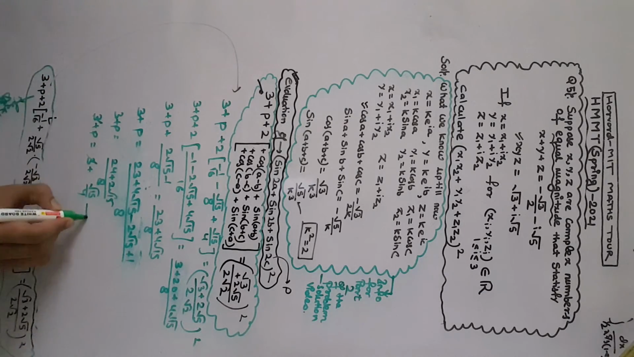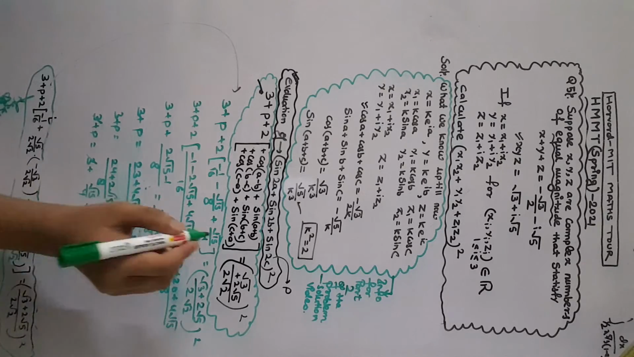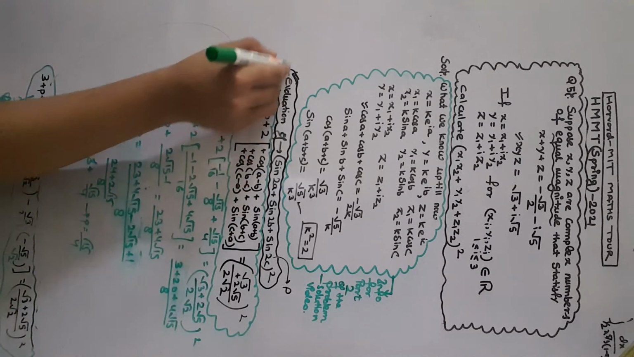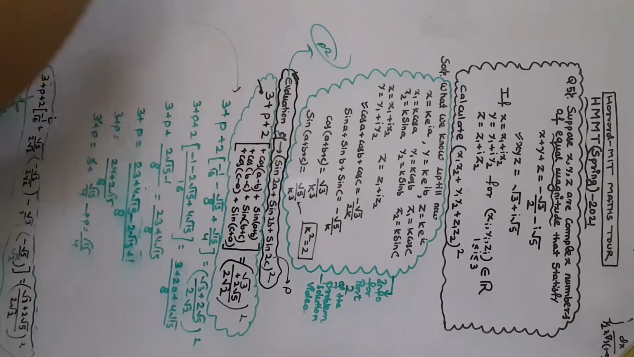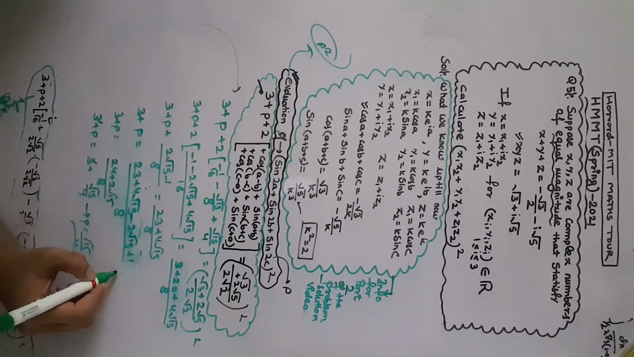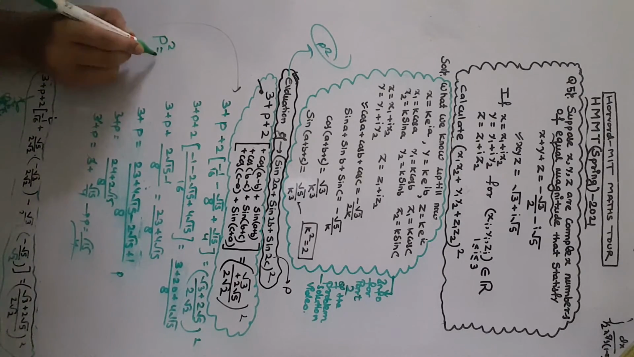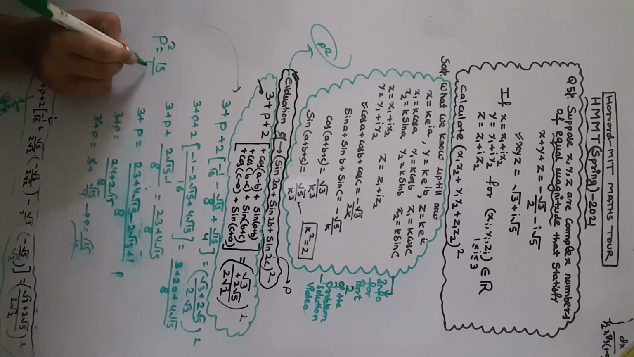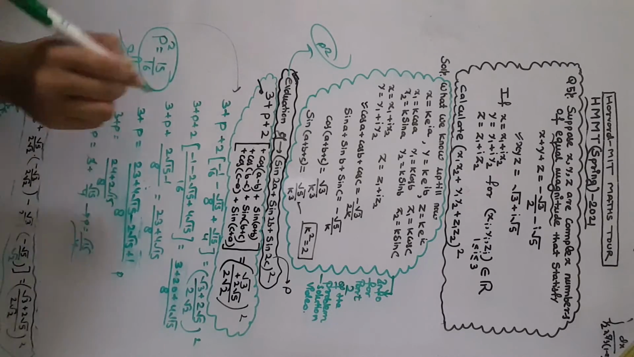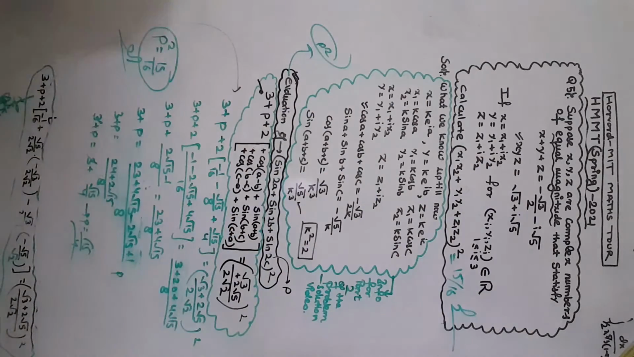3 and 3 will be cancelled. P is root 15 by 4, and our mission is to evaluate from here the value of p square, and p is root 15 by 4. So the value of p square is going to be 15 divided by 16. So this is equal to 15 by 16, which is the answer for this whole question.